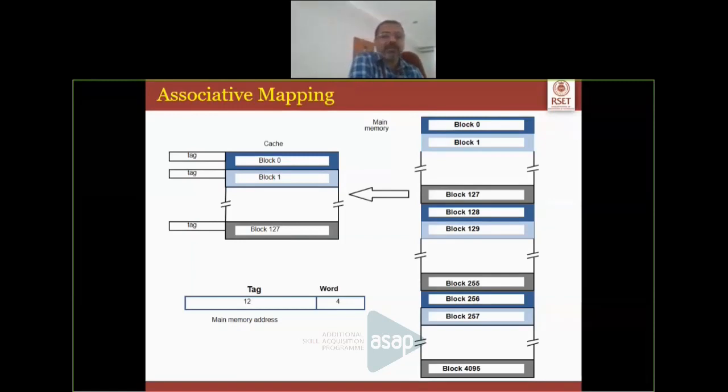Now look into the main memory address. As I mentioned, in each block there are 16 locations. We require 4 bits to identify each location. So the 4 least significant bits are reserved for that, to identify which location in a block. Next, 12 bits from this 16, that is 2 raised to 12, that is 4096.